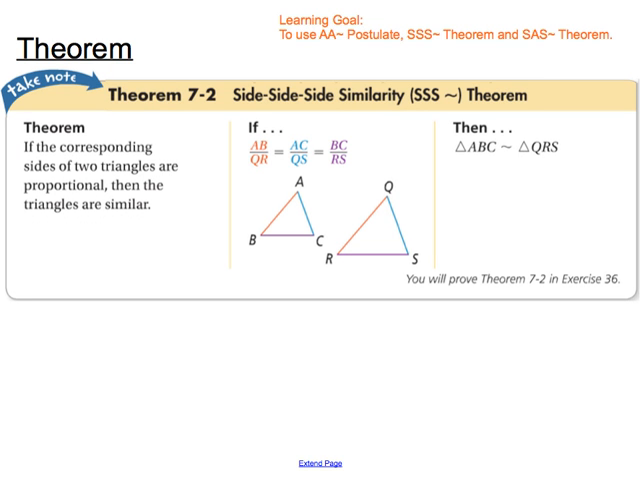Side-side-side similarity also works. So here we have, if the corresponding sides of two triangles are proportional, then the triangles must be similar. You'll get the opportunity to prove these two theorems in class in an upcoming day.